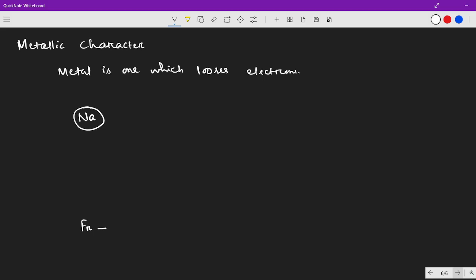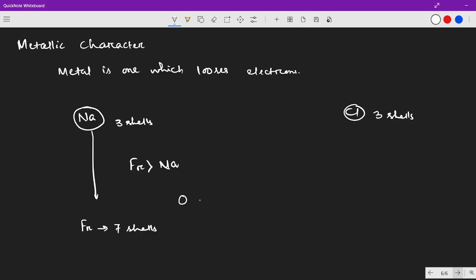So it will have 7 cells, right? And it will have 3 cells, and here we should write chlorine. It will also have 3 cells, but you see clearly the size of this will be greater. That means the size of francium will be greater than the size of sodium. That means the distance from the nucleus to the outermost cell is much more than the distance of the nucleus to the outermost cell in sodium. This is for sodium and this is for francium.